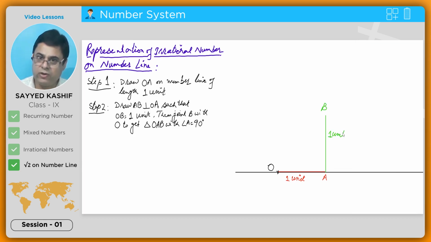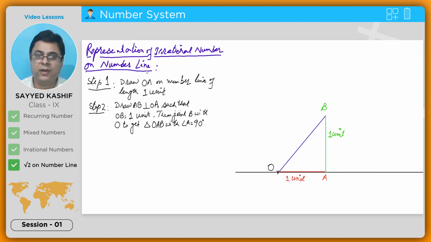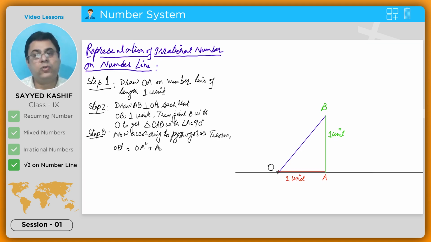So we can apply Pythagoras theorem on this right angle triangle. That gives us OB square is equal to OA square plus AB square. Right? OB square is equal to OA, that is 1 square, plus AB, that is 1 square. 1 square is 1, so 1 plus 1 equals 2. That is, OB square is equal to 2. That gives OB equal to root 2. It means that the OB on this right angle triangle represents a length of under root 2.